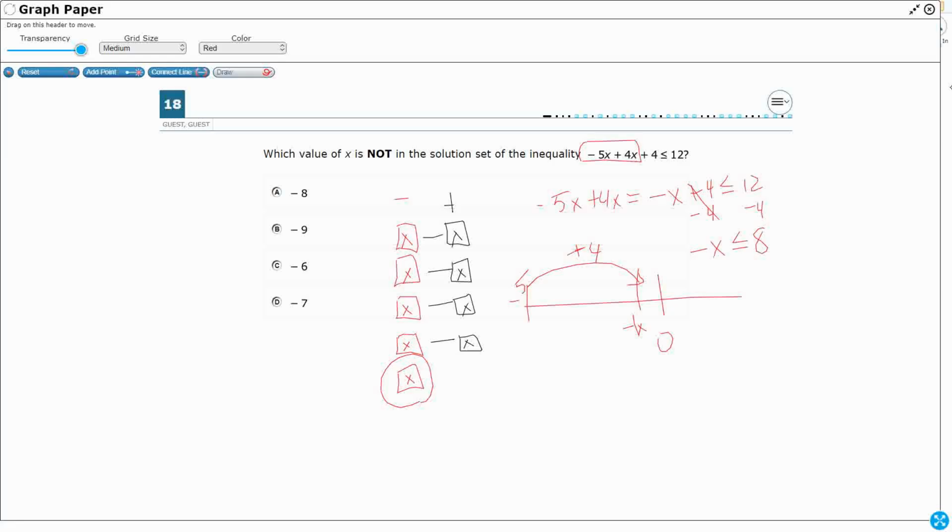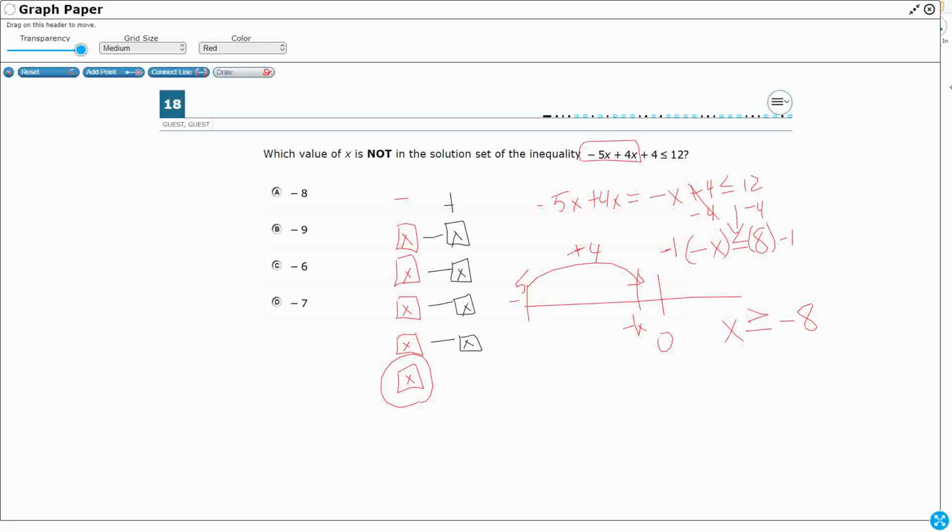How do we do that? Well, we can either divide or multiply by negative 1. It's not going to change the coefficient, but it is going to change the sign. So negative 1 times negative 1 makes x. And then this is going to be a negative 8. But what happens when we multiply or divide by a negative? It actually flips the inequality. So it's going to be x is greater than or equal to negative 8.